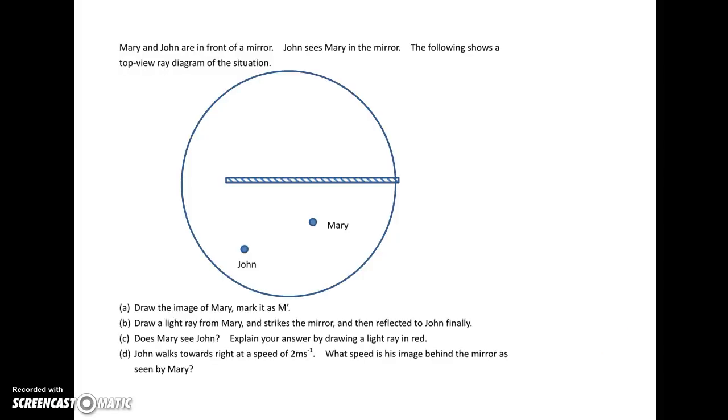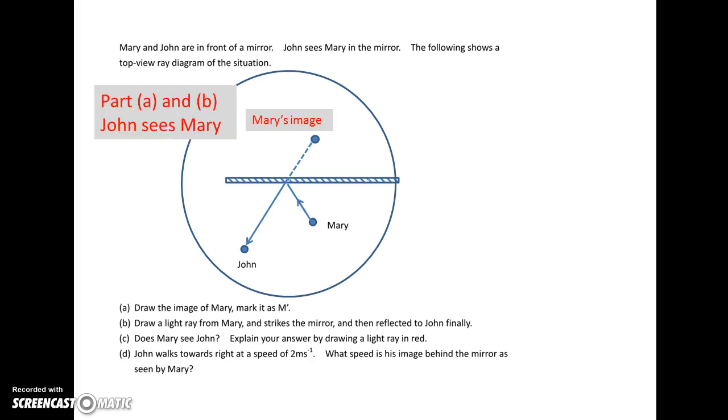For this question, you have to draw the diagram to see how John may see Mary. John sees Mary because there is Mary's image produced by the mirror. So you should first of all draw Mary's image and then draw the virtual ray, reflected ray, and incident rays, one after another. This is for part A and B to show John sees Mary.